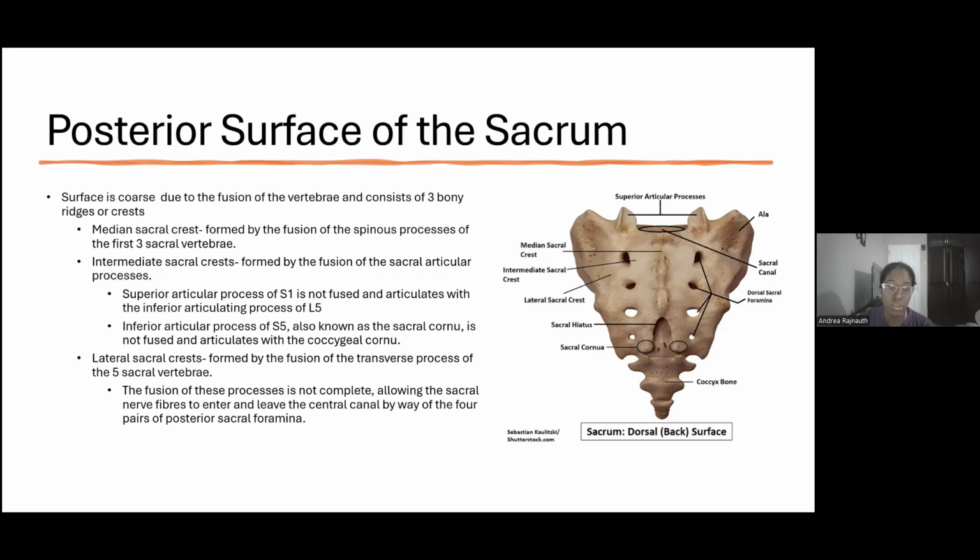The intermediate sacral crest is formed by the fusion of the sacral articular processes. The superior articular process of S1 is not fused and articulates with the inferior articular process of L5, and the inferior articular process of S5, also known as the sacral cornu, is not fused and articulates with the coccygeal cornu. The lateral sacral crests are formed by the fusion of the transverse processes of the 5 sacral vertebrae. The fusion of these processes is not complete, allowing the sacral nerve fibers to enter and leave the central canal by way of 4 pairs of posterior sacral foramina.